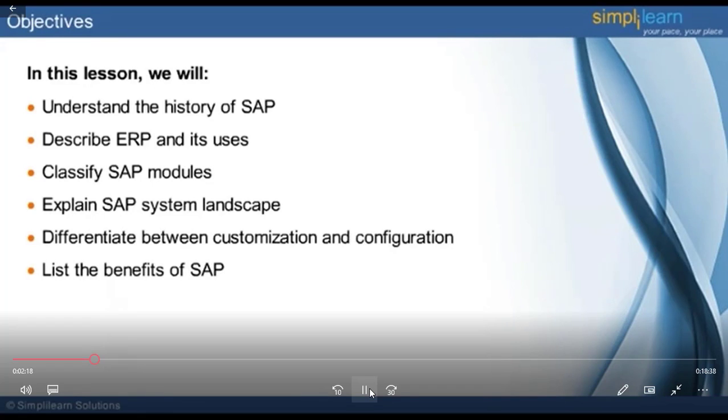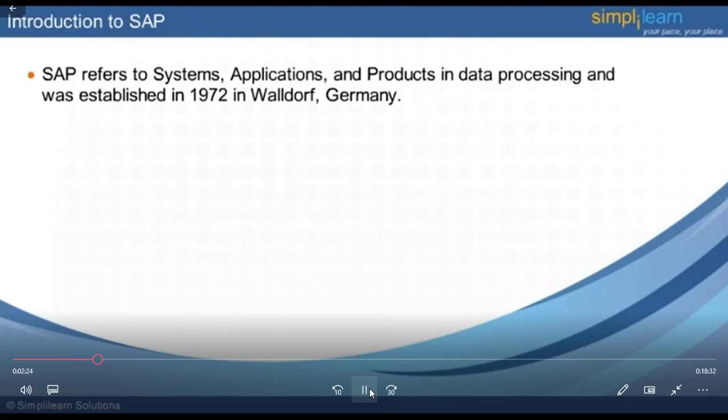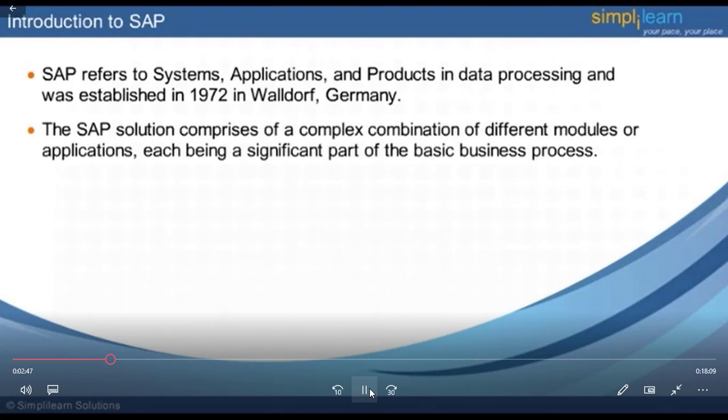Let us now begin with a brief introduction about SAP. SAP refers to systems, applications, and products in data processing, and was established in 1972 in Waldorf, Germany. Through the years, it has grown and emerged as the world's leading provider of client-server business solutions, for which it is so popular today. The SAP solution comprises a complex combination of different modules or applications, each being a significant part of the basic business process.